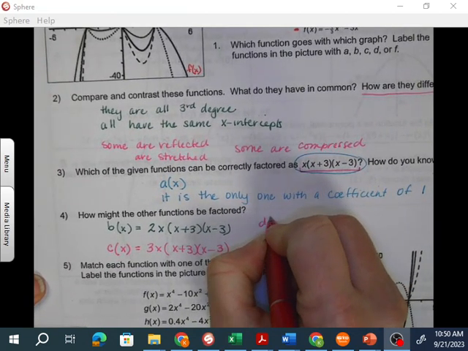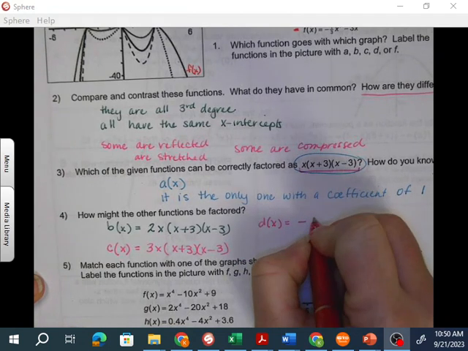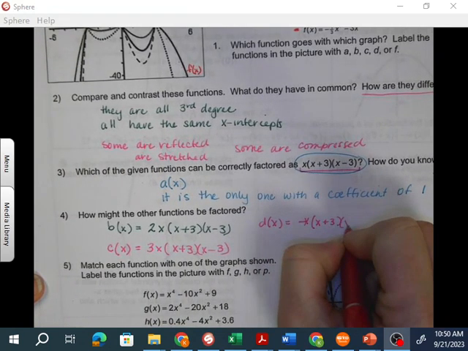For D, you should have negative x plus 3 and x minus 3.